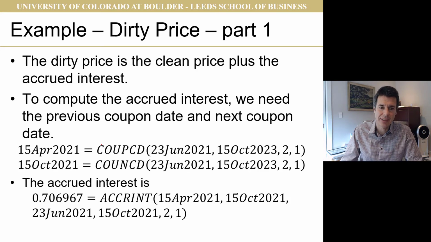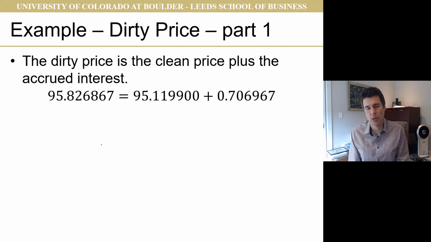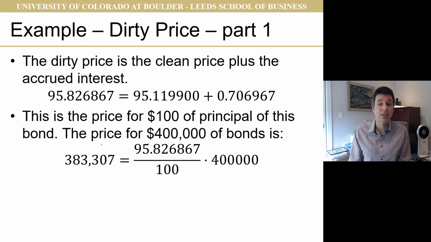The dirty price is clean price plus accrued interest, so 95.826867, which is 95.1199, the clean price, plus 0.706967, the accrued interest. This is the price for $100 of principal. The price for $400,000 of principal, we have to take that price, divide it by 100 to get $1 principal, and multiply by 400,000. So 95.826867 divided by 100 times 400,000, $383,307.